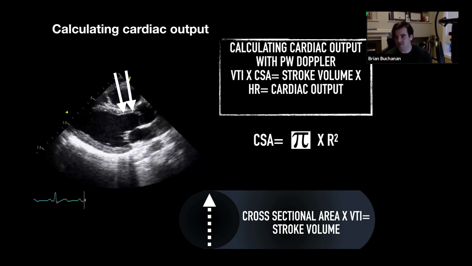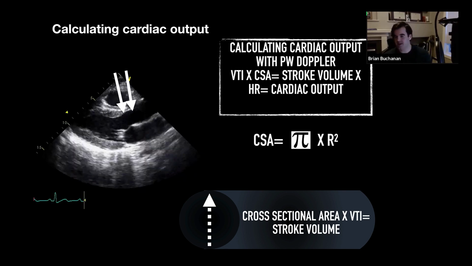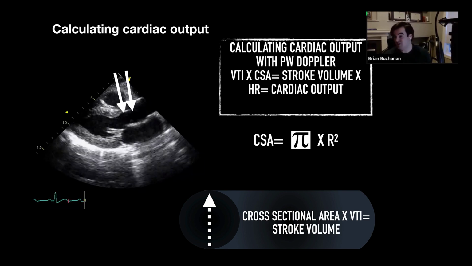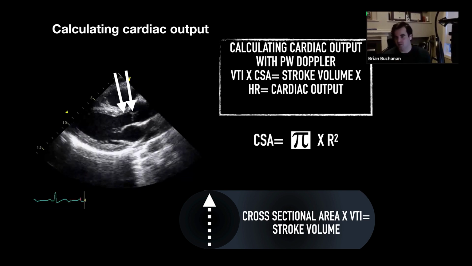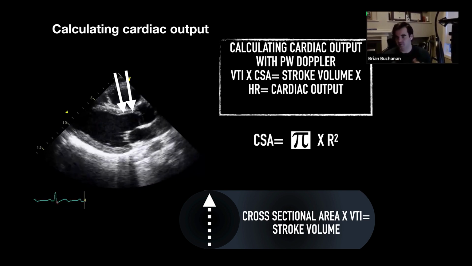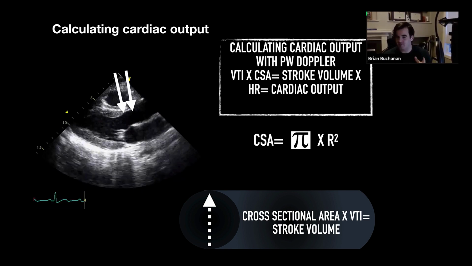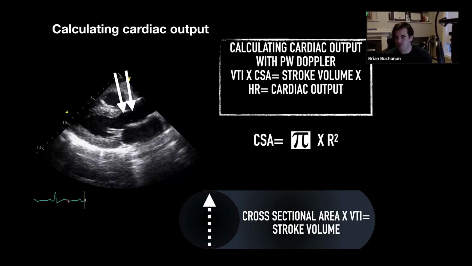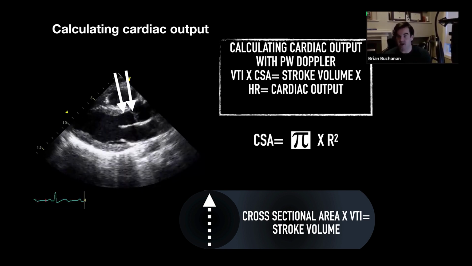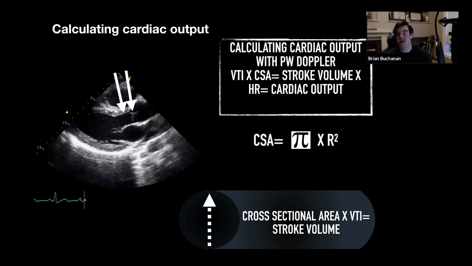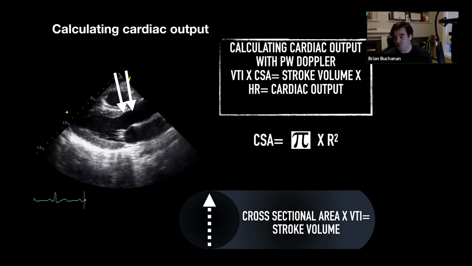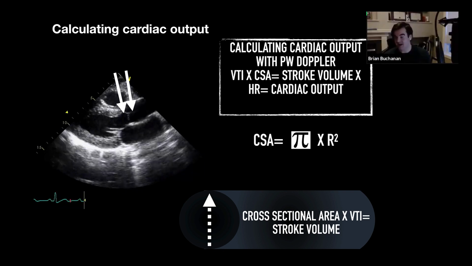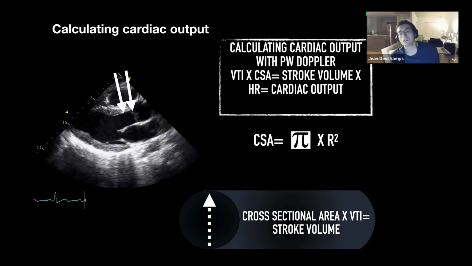And of course, if you were to shoot from the hip, you just say, well, the diameter is probably around 2, which is obviously a big assumption. But if diameter is 2, radius is 1, squared times pi equals 3.14. And you could times this by your VTI to roughly give you a stroke volume. Obviously, that would be baking in a lot of assumptions. And that R squared can really double down on any error you make in that radius measurement.